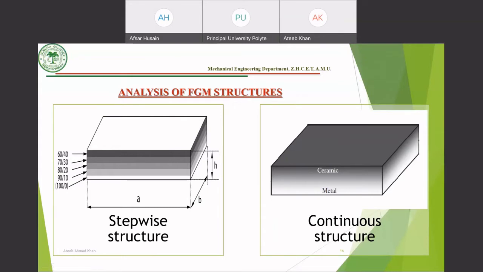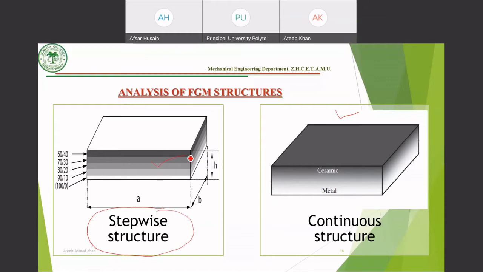But before that, I just want to tell you that there are two types of composite material. The original type of composite material, as per the definition, is a continuous structure. But sometimes, I also have a paper on this, on a stepwise structure, wherein I made a finite element model of a beam and then tested this stepwise structure. From the manufacturing point of view, it is easy to manufacture a stepwise FGM.